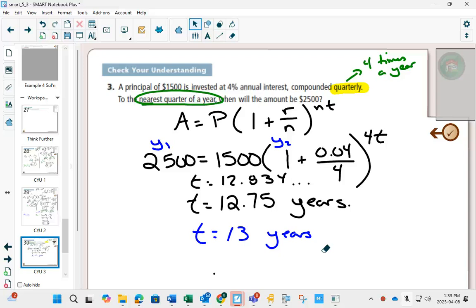Okay, questions? Do you want to practice your graphing calculator or Desmos? Circle question 12 and 13.